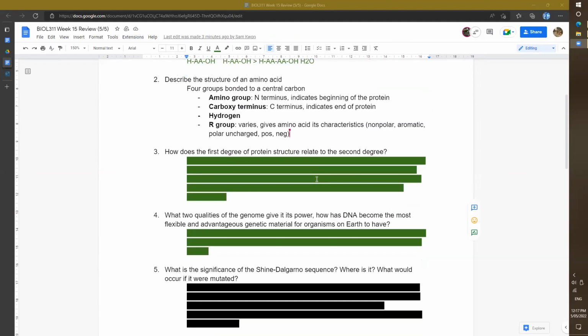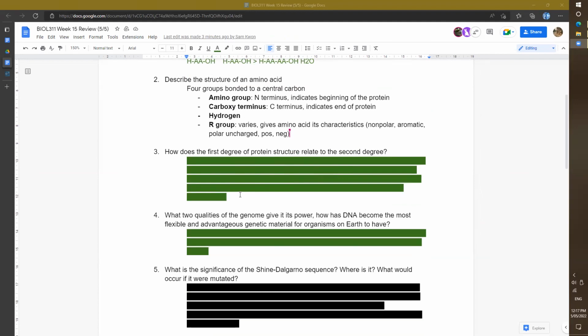Okay. So this would be so much easier if I could draw it, but how does the first degree structure of protein relate to future degrees of structure, like second and third and fourth? The formation of hydrogen bonds. Yes, that is the key component.